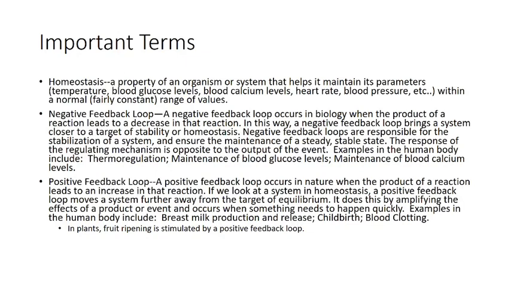Let's look at the definition of a negative feedback loop. A negative feedback loop in biology is when the product of some type of reaction leads to a decrease in that reaction. Negative feedback loops always bring a system closer to what we might call its set point range, its target, where it wants to be. A negative feedback loop's main job is to keep an organism at or near the set point range, to keep it in homeostasis. Negative feedback loops are about stabilization and maintenance of a steady, internal, stable environment.